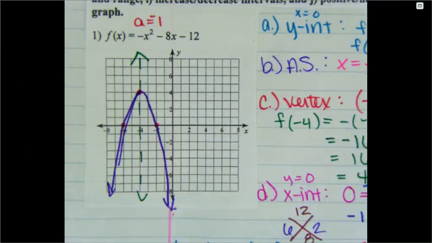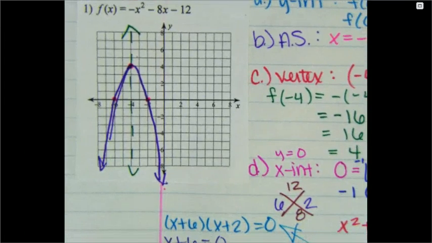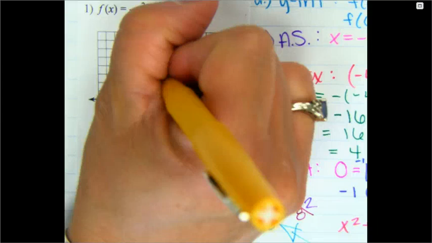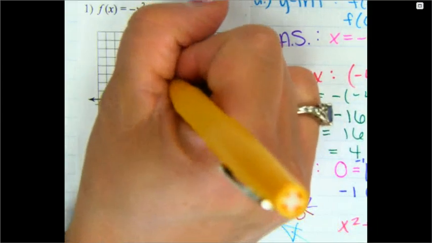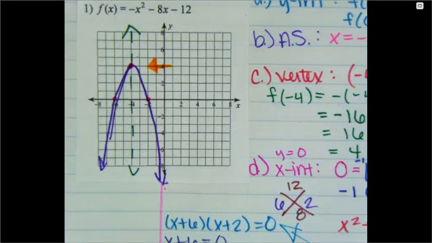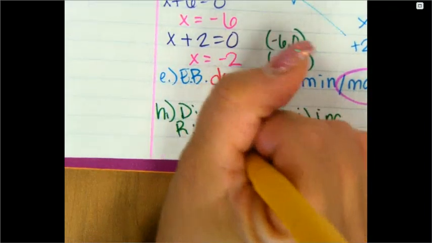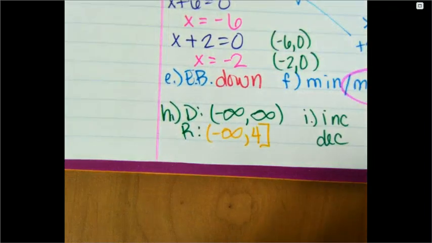Range. Let's do range. Range is based on x's or y's? Y's. It's the only one based on y's. All the others are based on x's. So range is from where to where? What's your range? 4 is not a point. Here it is. It's -infinity to 4. Why negative? It's a smaller number. Why is it -infinity, not positive? Because it's going down. All right.